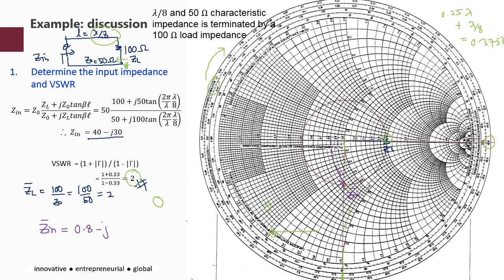So look at this way. So it's 0.65. Okay, so your Z in value equals 0.8 minus J 0.65, multiplied with your Z naught, which is 50. So you'll get 40 minus J 32.